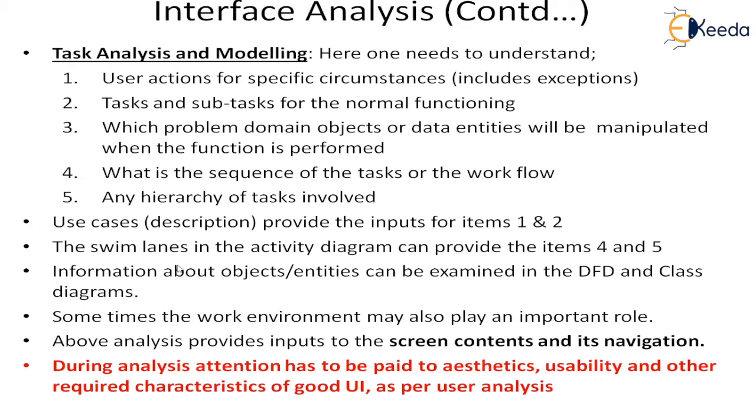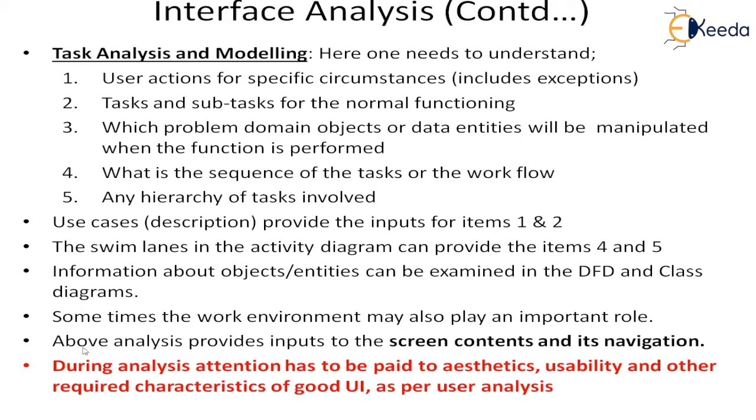Then we can go to the swimlane diagram, which is available in the activity diagram, which is one of the behavioral diagrams. It can provide information about these two items, 4 and 5. What is the sequence of tasks or workflow? Any hierarchy of tasks involved? So these we can get some idea of from the activity diagram. Then we can get the information about objects and entities from the DFD and class diagram. So these are also analysis modeling outputs, and sometimes the work environment may also play an important role.